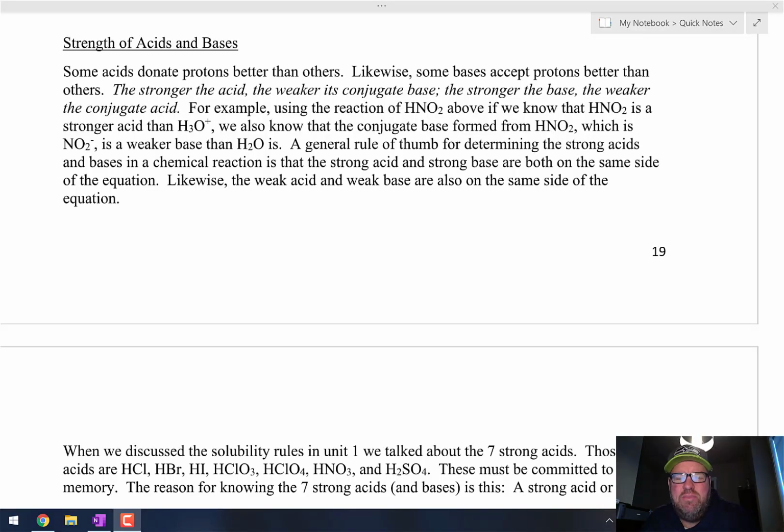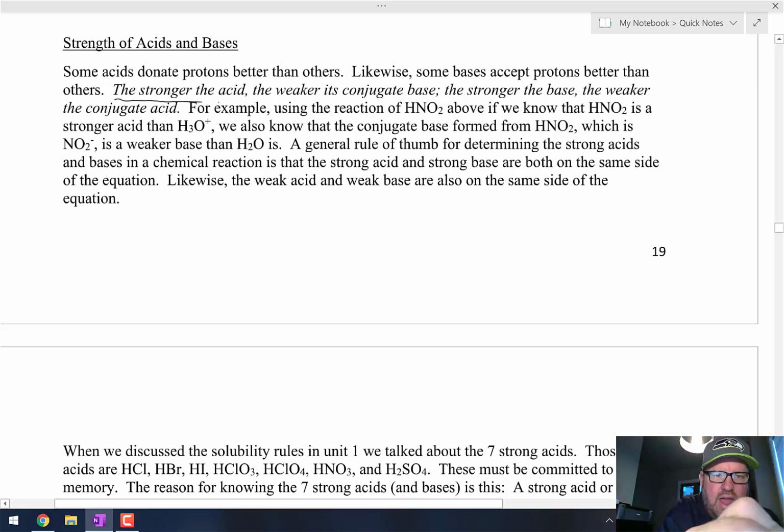Strength of acids and bases deals with when you have a strong acid and its conjugate base, or a base and its conjugate acid. How do you know which one is stronger and which one is weaker? The general rule is the stronger the acid, the weaker its conjugate base. And vice versa, the stronger the base, the weaker its conjugate acid.